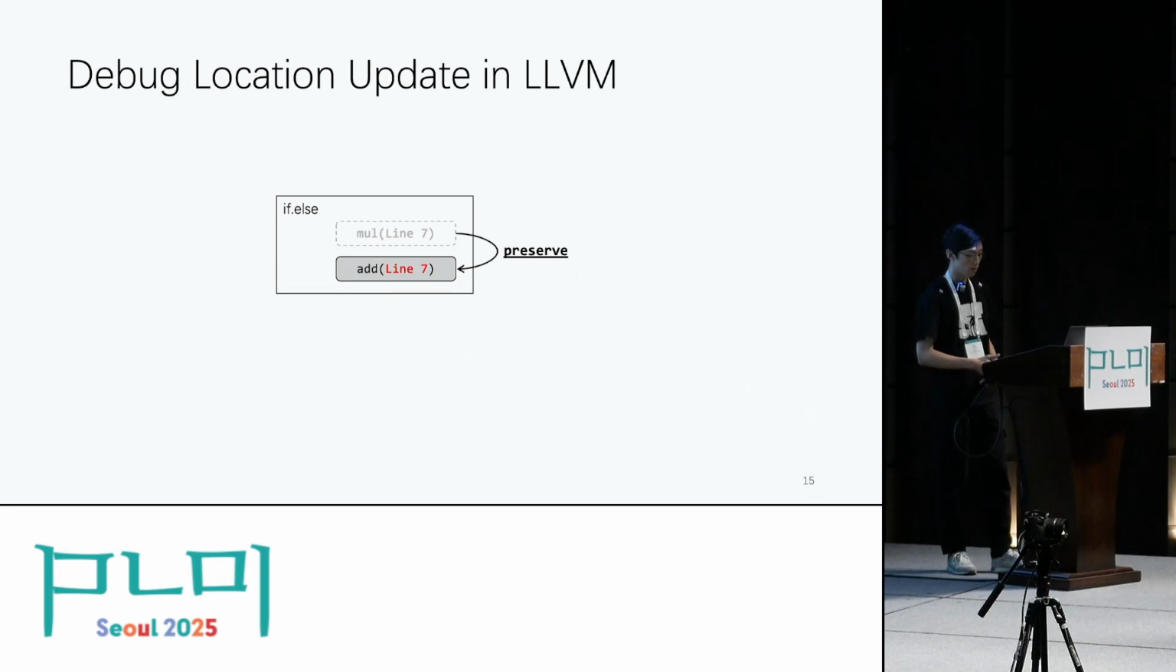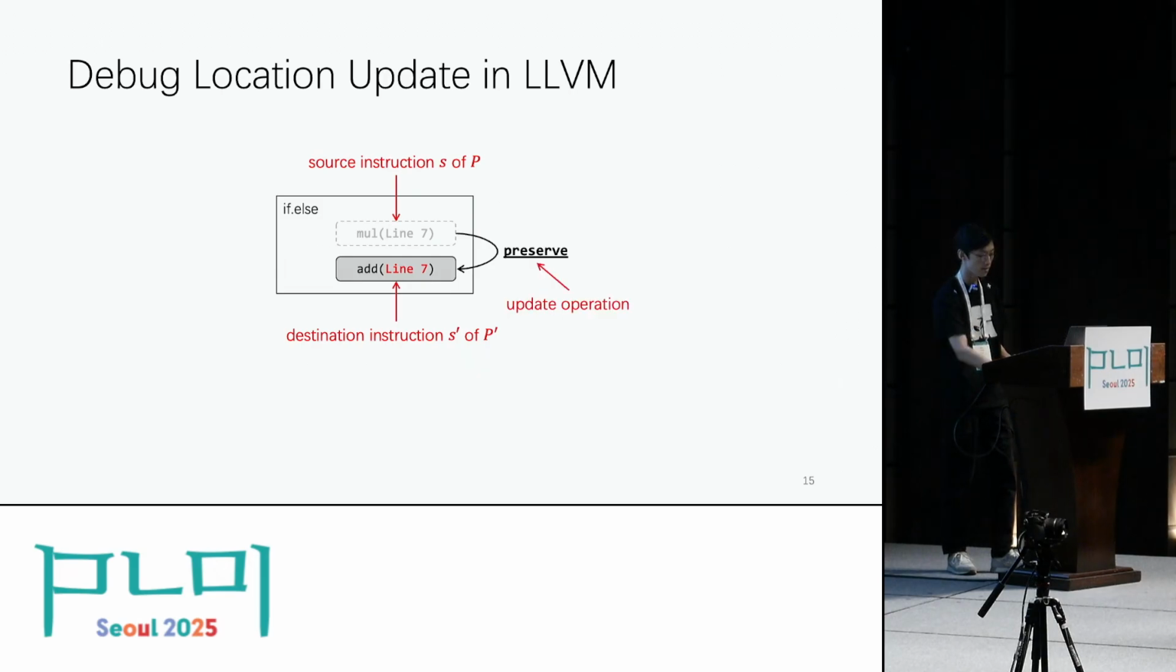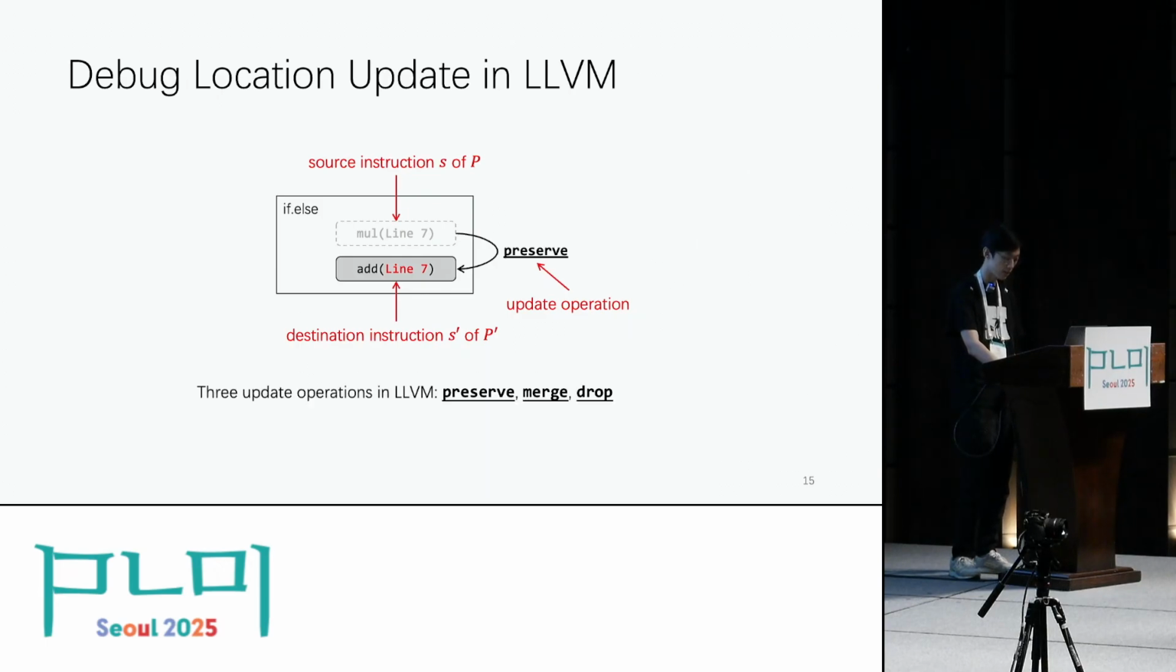Specifically, the debug location update consists of 3 parts: the source instruction S from the unoptimized program, whose attached debug location is used for the update; the destination S' from the optimized program, whose attached debug location is updated; and the update operation, which uses the debug location attached to the source instruction to update that of the destination instruction. Currently, there are 3 update operations in LLVM, which are preserve, merge, and drop.